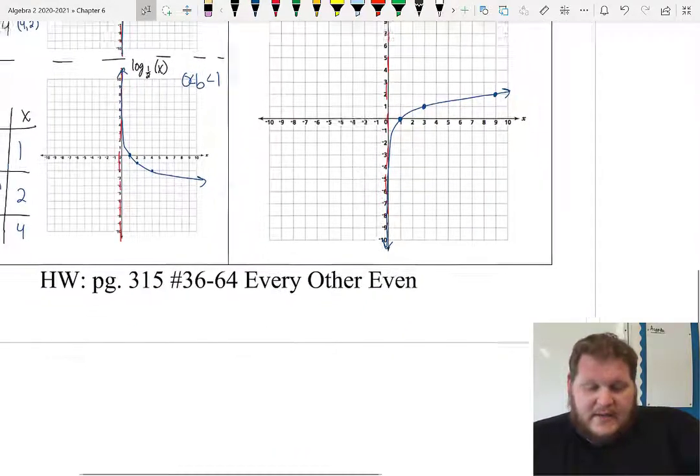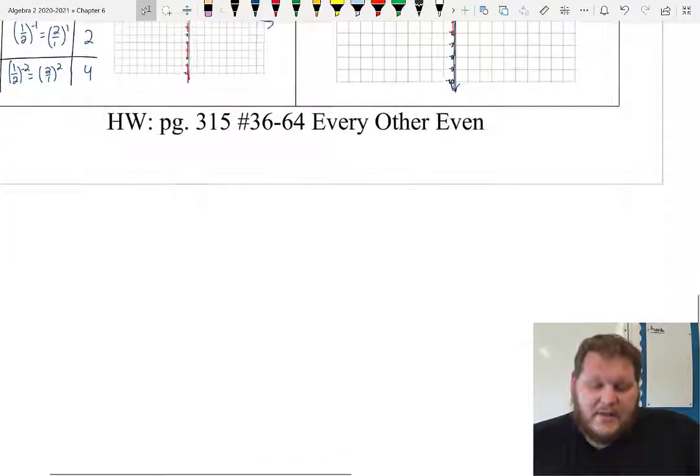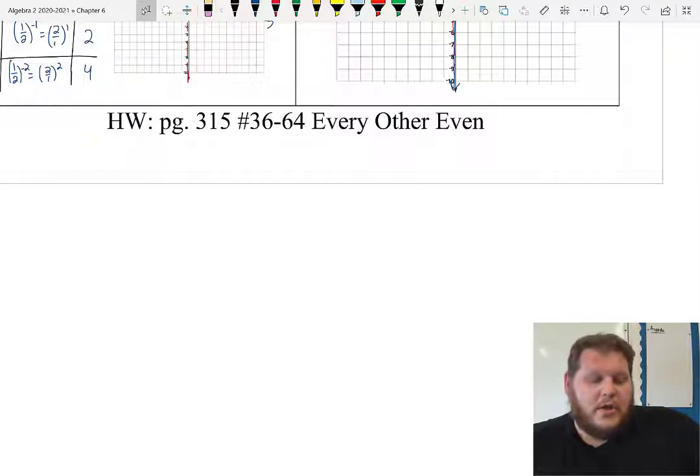Now that's all I got for you guys. Those are the 2 main ideas here for the last part of 6.3. So your homework, which is up there on the screen, is also on your paper if you have a hard copy of it. Page 315, 36 through 64, every other even. So you're just working on multiples of 4. 36 to 64, every other even.